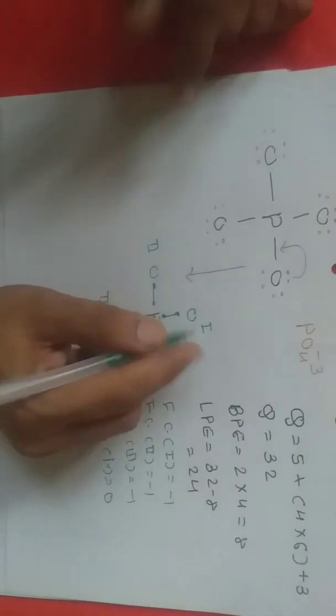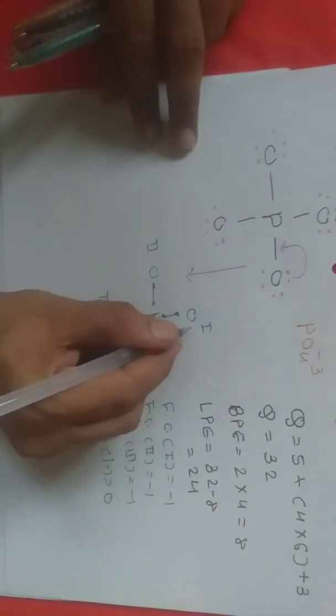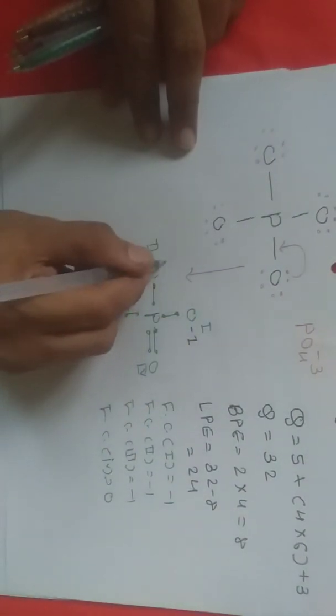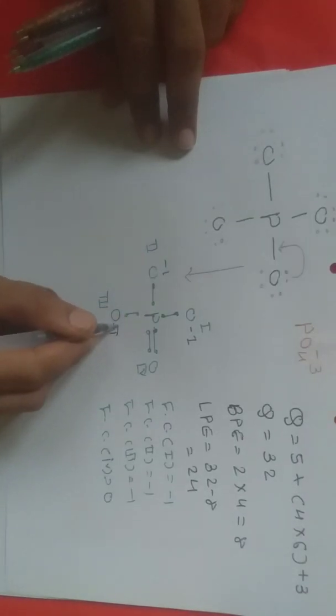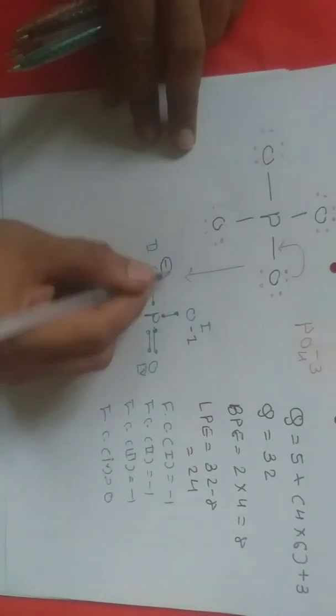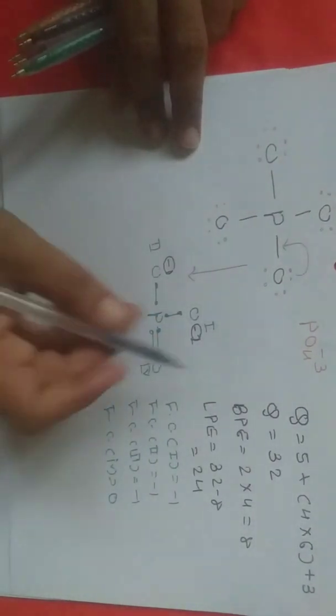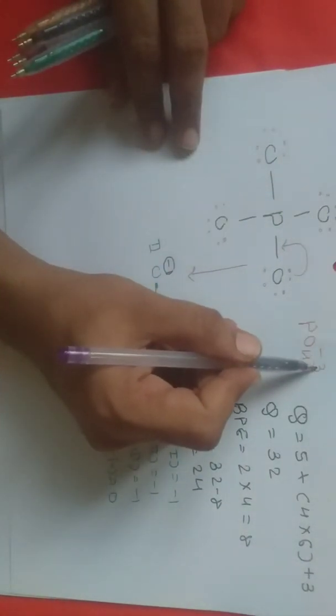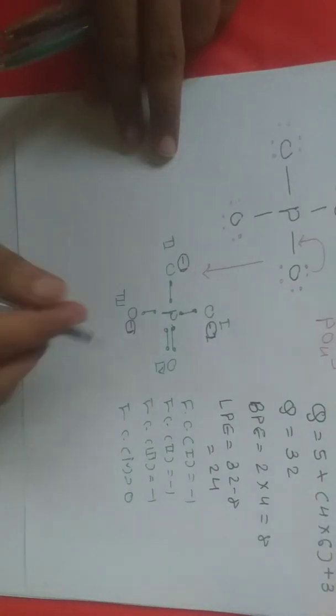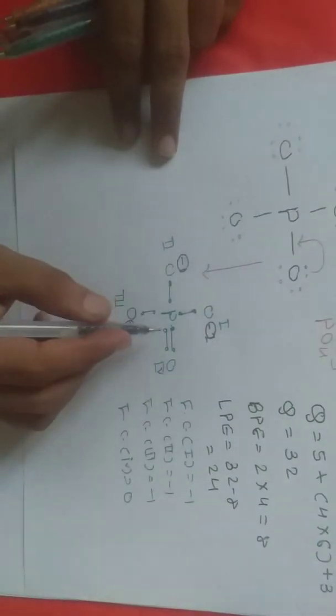So there are 3 times -1. So I will put one -1 here, once here, and once here. So in total there are 3 negative charges, because PO4 has a -3 charge, right? So in this way we can draw the Lewis dot diagram of any atom or any polyatomic molecule.